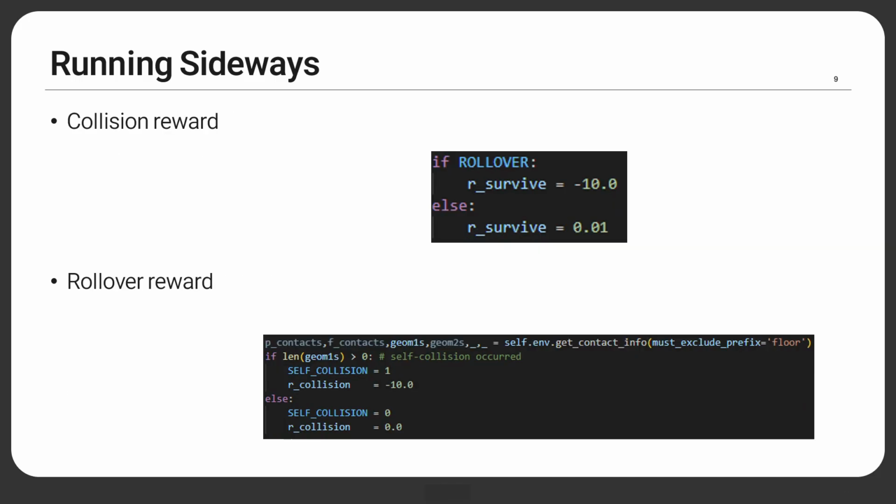And the fourth and fifth ones are simple. The first is collision reward, which gives a penalty if there is self-collision. And the last one is rollover reward, which gives a penalty if the snapbot rolls over completely.